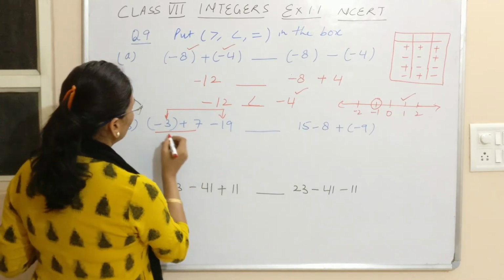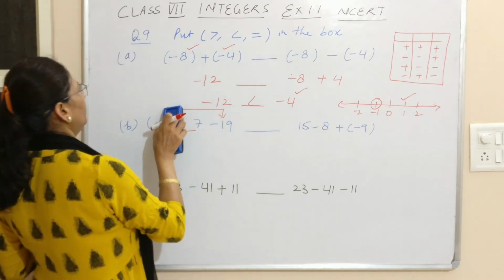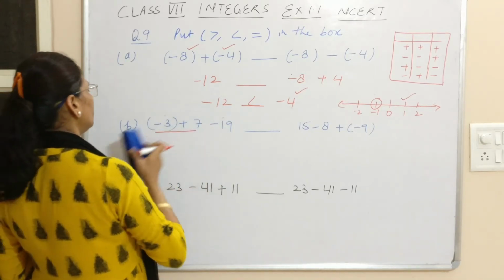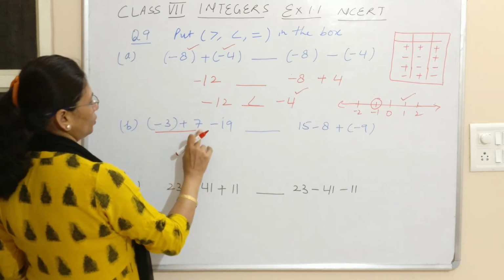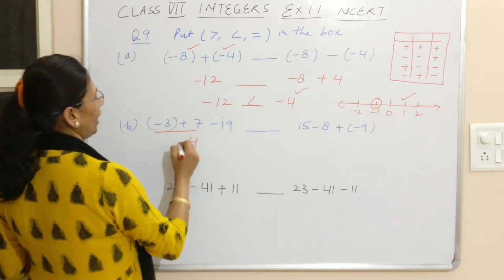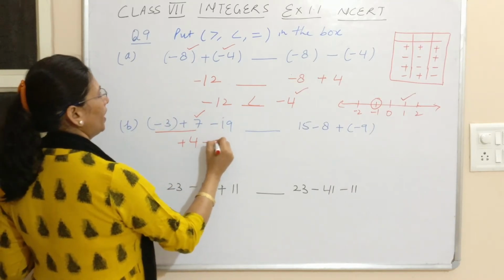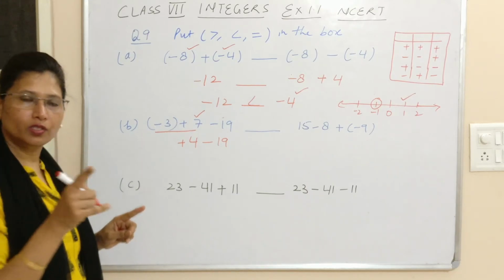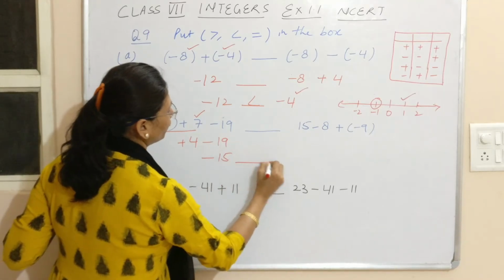What I can do is, for the time being I am taking minus 3 plus 7. So here if you see, you have two integers. One integer is positive, another is negative. So it will be the difference of the integers. So 7 minus 3 is 4 and it will carry a plus sign. Why? Because 7 is a bigger number. Minus 19. Again we have two different integers. One is positive, other is negative. So we'll have the difference of the integers. I'll write minus 15. Fine.